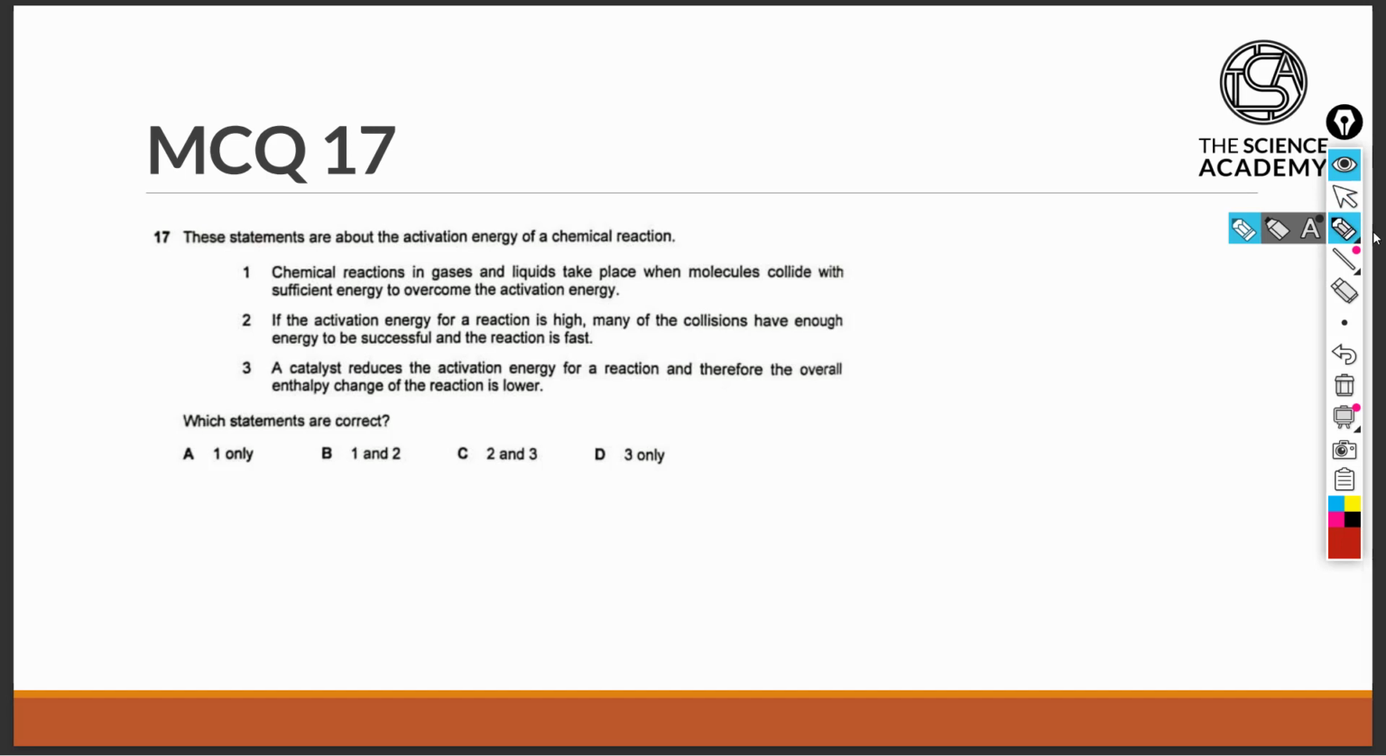Question 17. These statements are about the activation energy of a chemical reaction. The first statement states that the chemical reaction in gases and liquids take place when molecules collide with sufficient energy to overcome the activation energy. This statement is correct. For a chemical reaction to be successful, the activation energy has to be overcome.